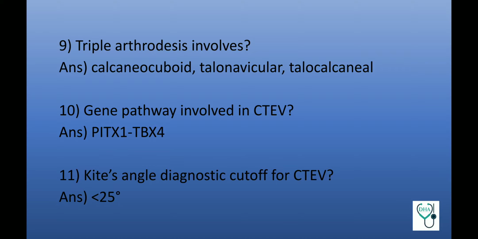Triple arthrodesis involves calcaneocuboid, talonavicular, and talocalcaneal. Gene pathway involved in CTEV: PITX1, TBX4. Kite's angle diagnostic cutoff for CTEV: less than 25 degree.